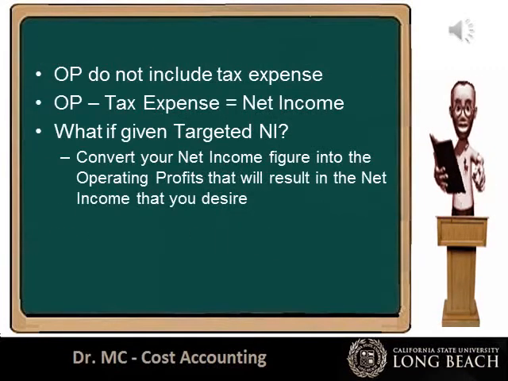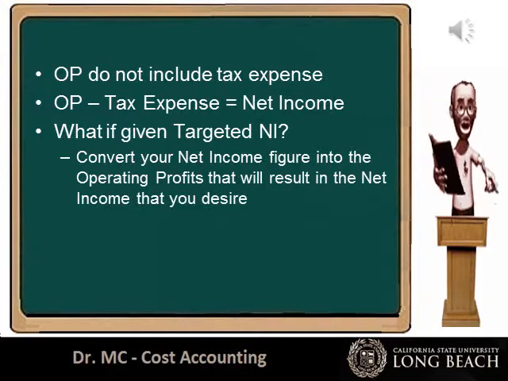Please remember that operating profits are before tax profits, and that if you subtract your tax expense from your operating profits, you end up with your firm's net income. What if a problem asked you to figure out how many units your firm must sell in order to generate a specified net income figure?